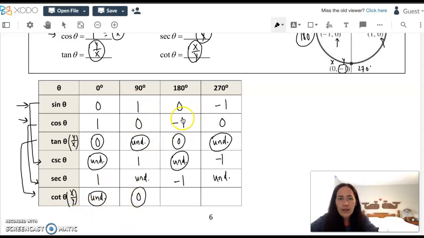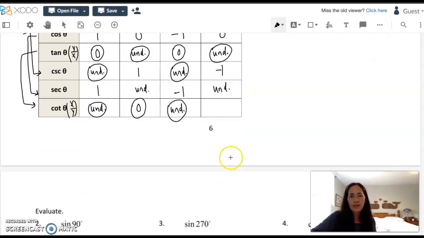What about cotangent? X over y. So negative 1 over 0 is undefined. And last but not least, cotangent of 270. X over y, 0 over negative 1 gives you 0. So kind of a nice table there.